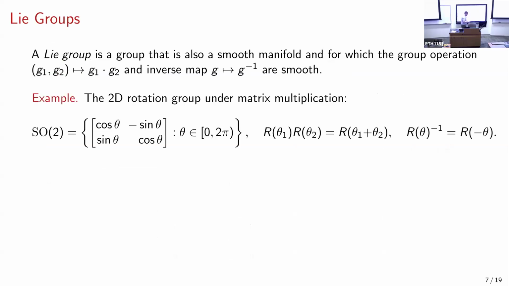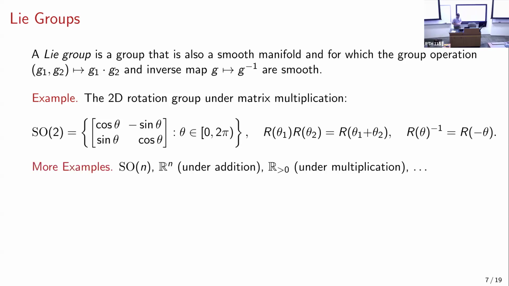A simple example would be the 2D rotation group: these 2x2 matrices that we can parameterize in terms of the rotation angle. If we work out the group operation using matrix multiplication, the angles add together, and the inverse is just the negative angle. All of these are smooth operations, and this lives in a smooth manifold. So this is an example of a Lie group.